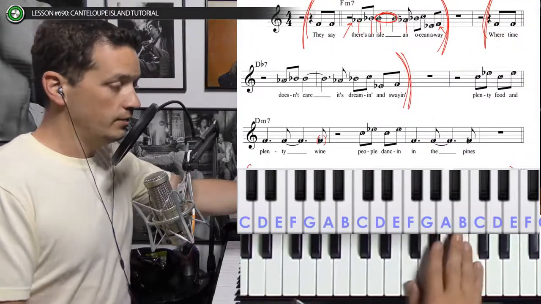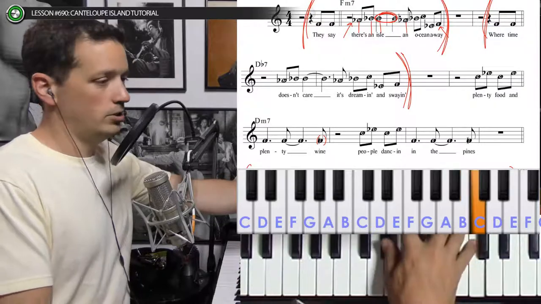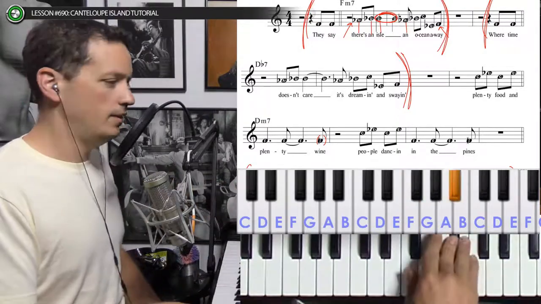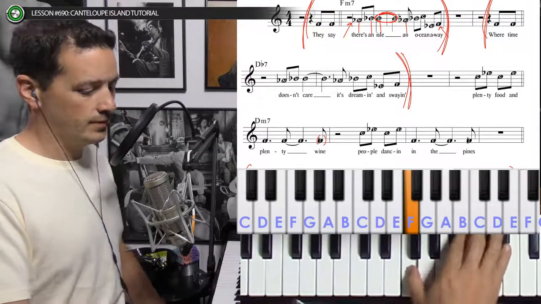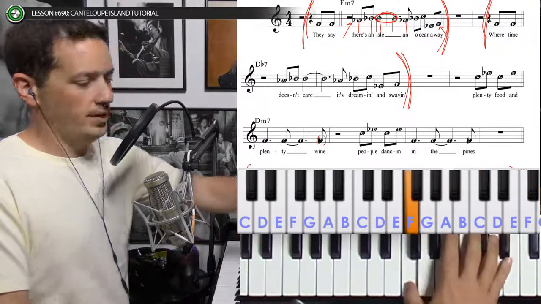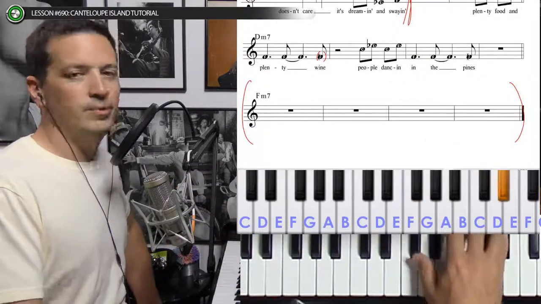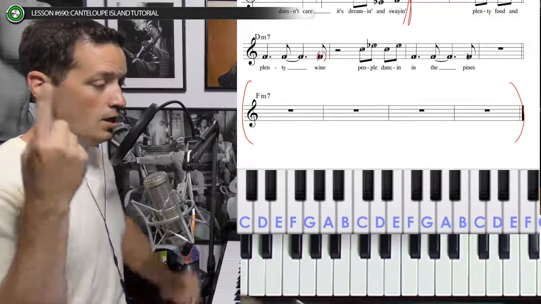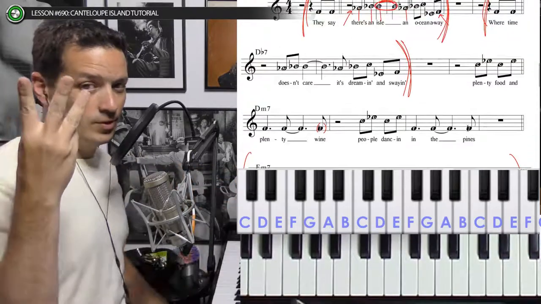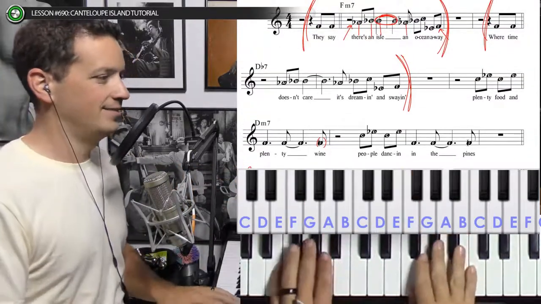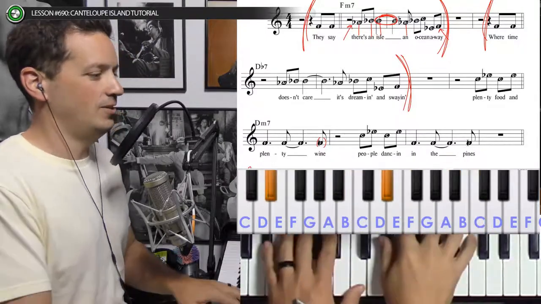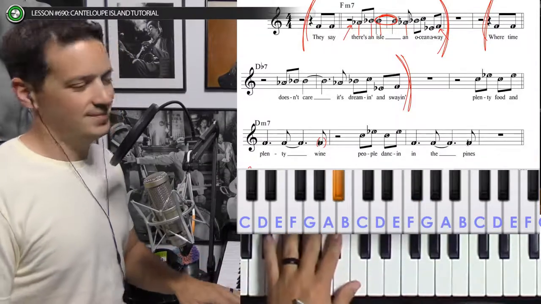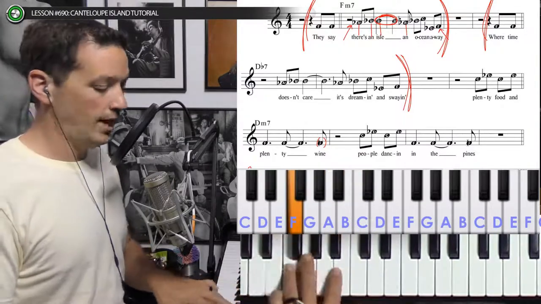Two, three. They say there's an isle, an ocean away. Do it again. Where time doesn't care, it's dreaming and swaying. Okay, now that other phrase. Plenty. Measures, do it again. They say there's an isle, an ocean. Do it again with those Fs, or one of the Fs. Doesn't care, it's dreaming. Now C, E flat, down to F.